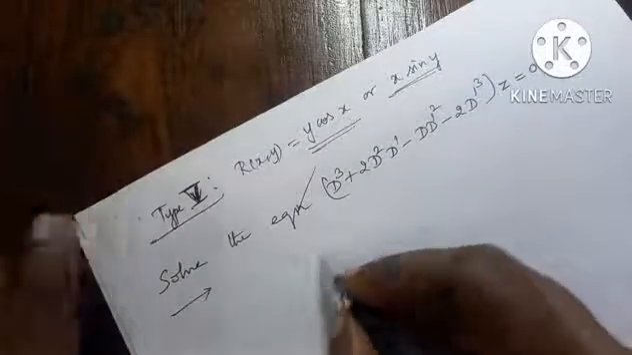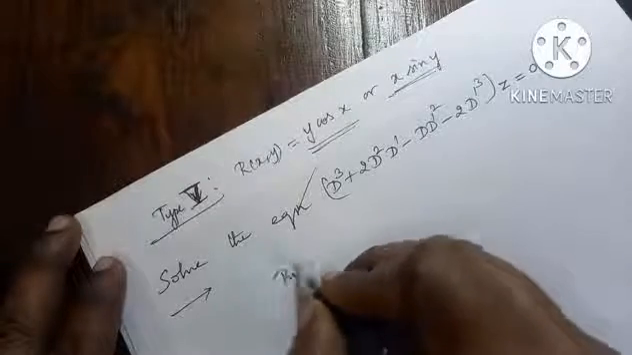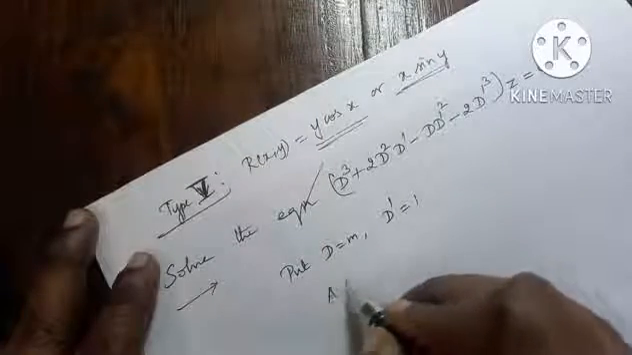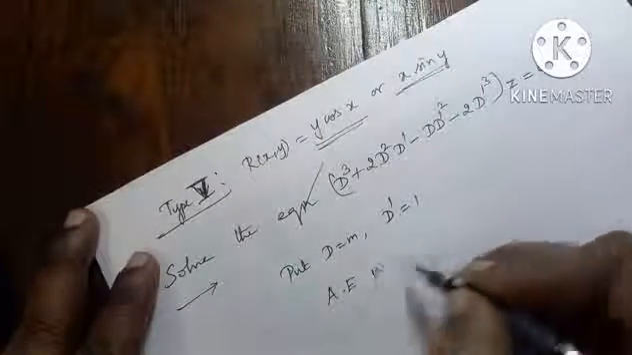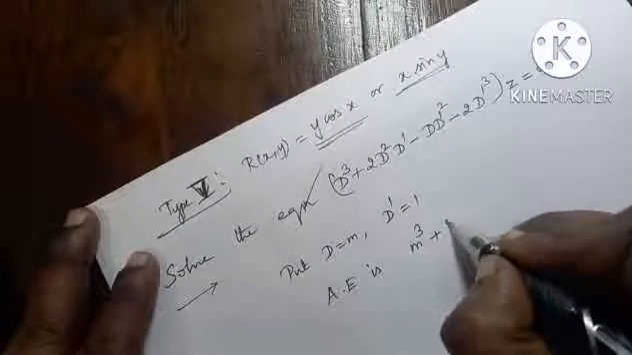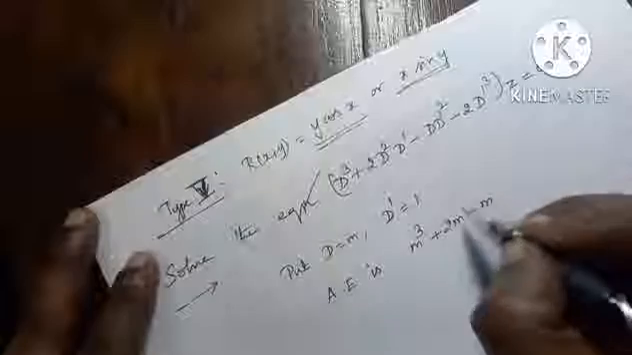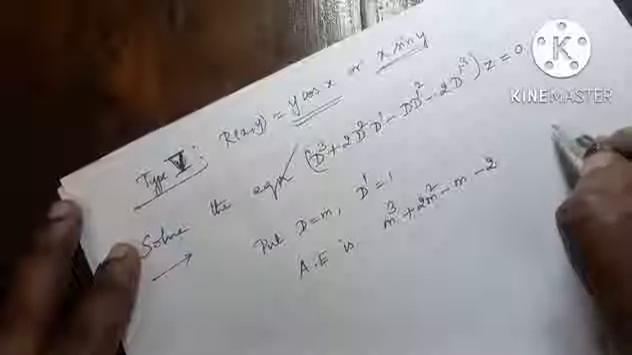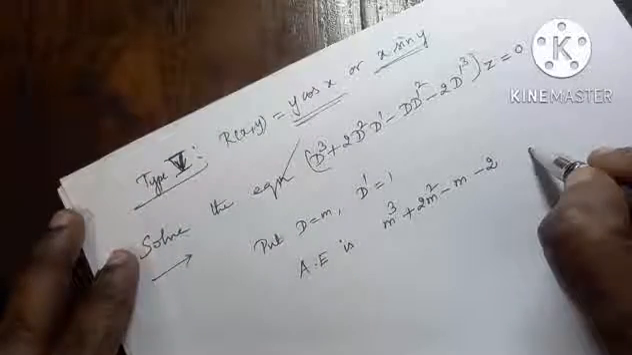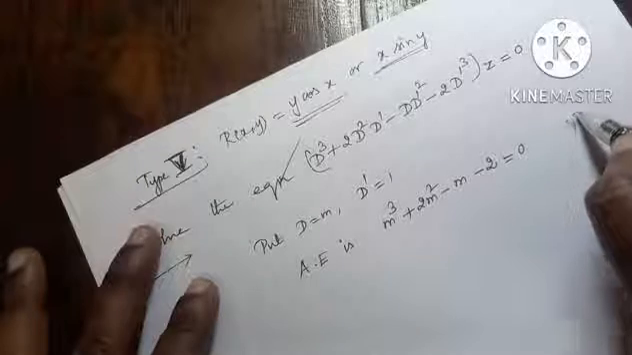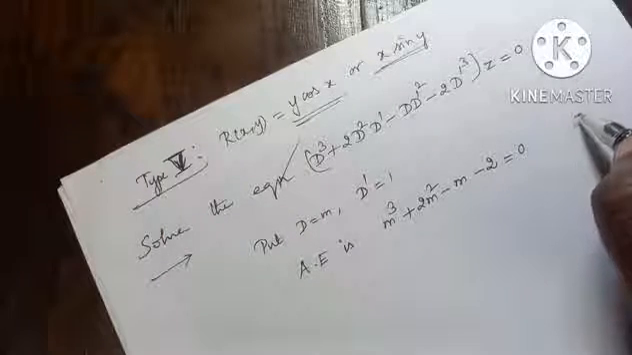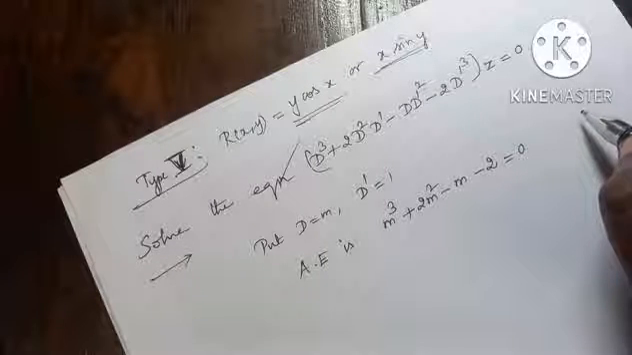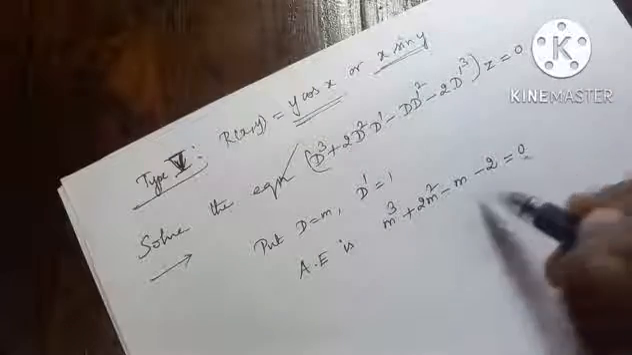So the rule, the answer starts with put D is equal to m, D dash is equal to 1. We get the equation called auxiliary equation, AE, which is m cube plus 2m minus 2m square minus m minus 2. If you write the whole thing into z equal to 0, then a into b is 0, so a is equal to 0 or z is equal to 0. Z will not be 0, right? Because we are going to find the answer for z, which will not be 0. So z equal to 0 is not possible. Hence this is equal to 0.